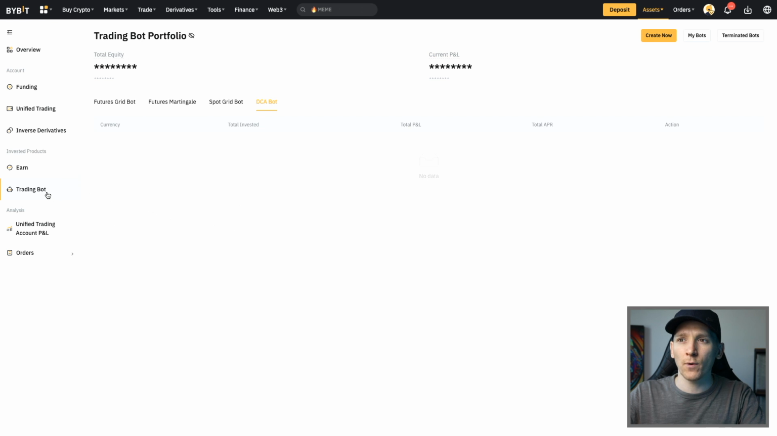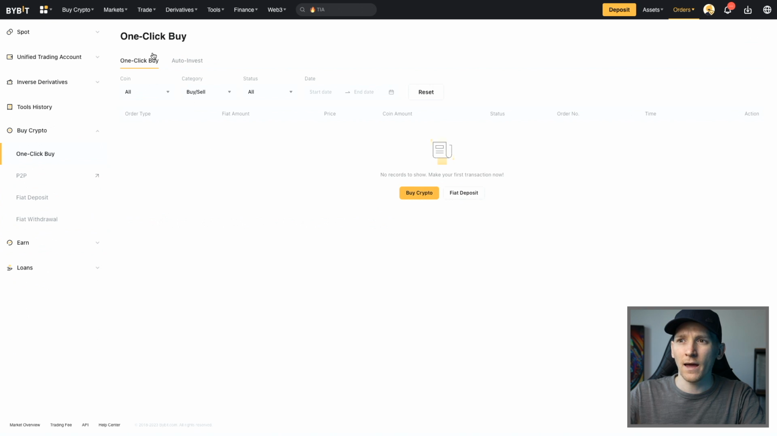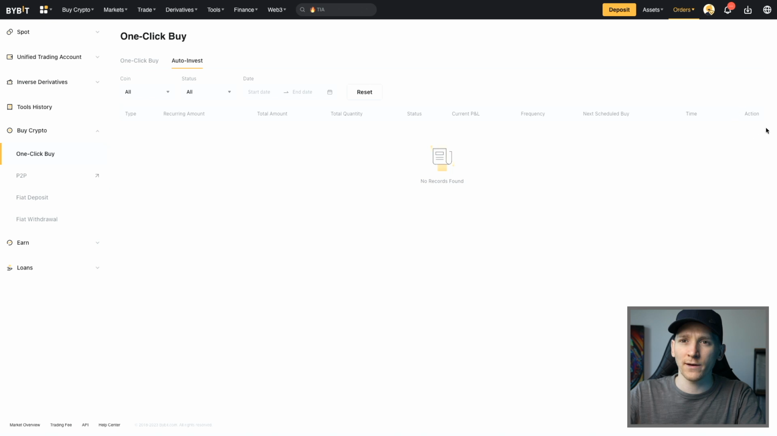For the auto invest bot, it's a little bit different. What you have to do is press orders. That takes you through to the orders page. And then down here, you need to go to buy crypto. And then this one would be one-click buy. So click that. And then it's in here, auto invest. So that's all of your one-click buy orders if you had them, that's your auto invest orders here. And from auto invest, that's the fiat currency DCA that you set up. On the right hand side, you've got action. You can cancel all of the bots and change them around.